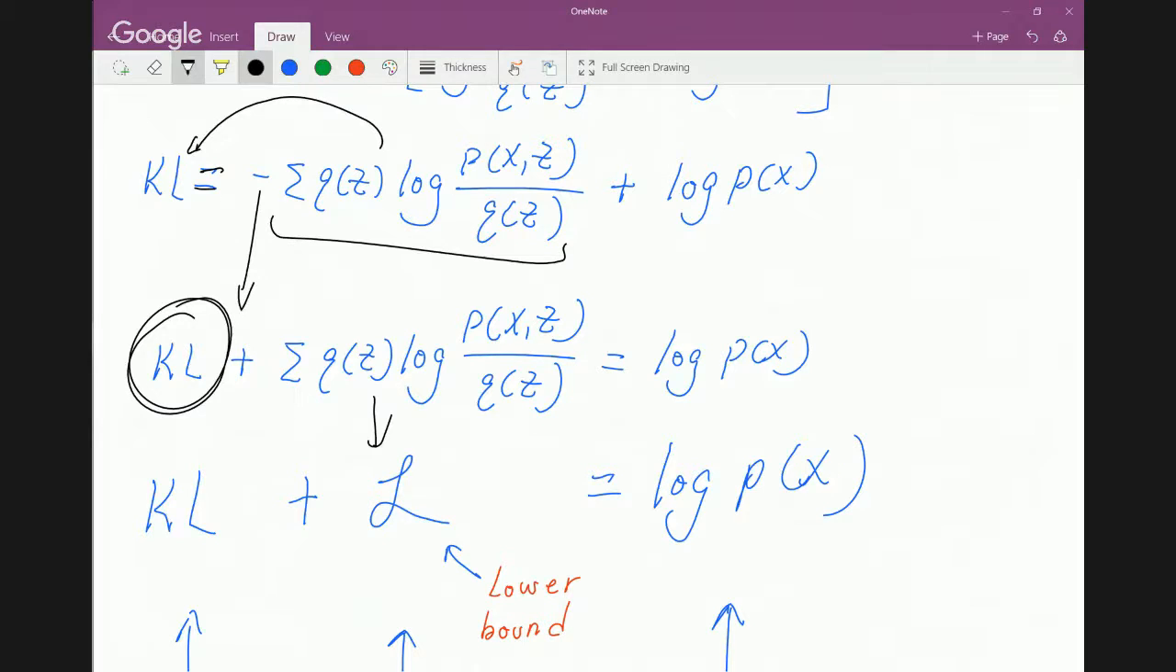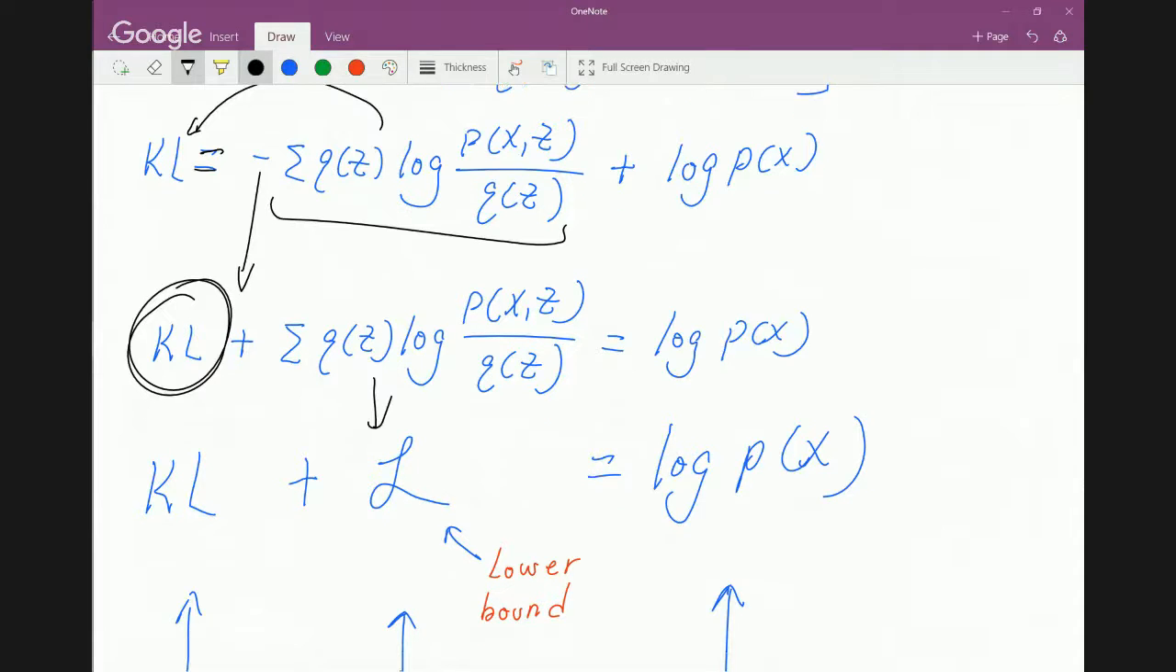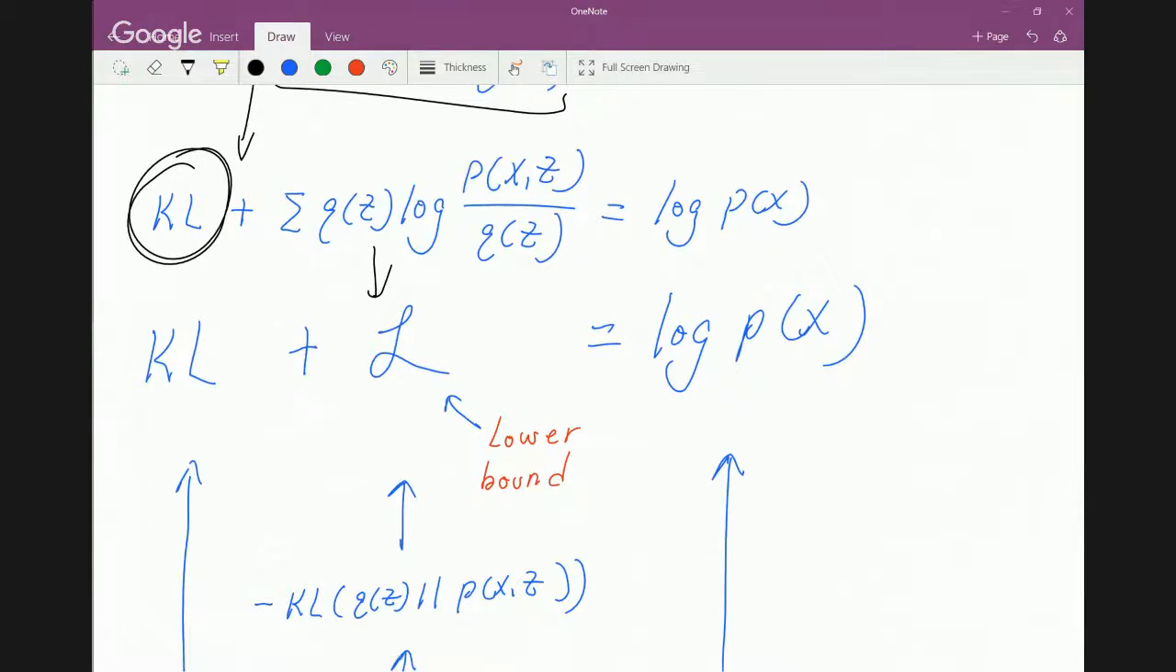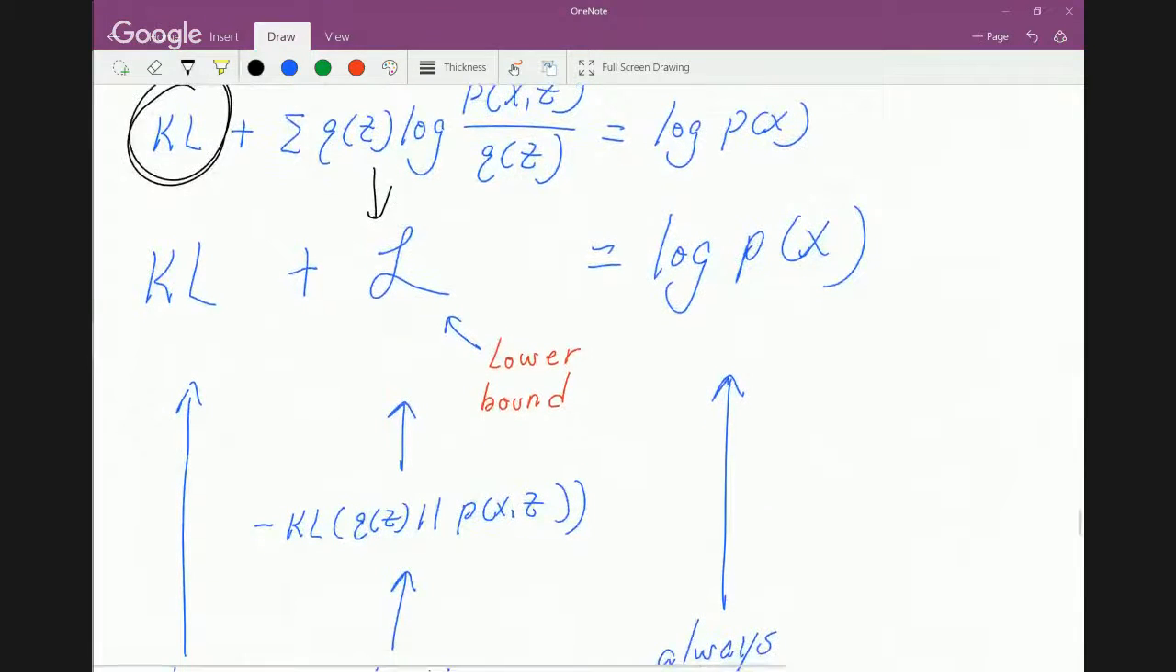Now, this relationship is complicated. If you just look at it, you don't really know what it's doing. It's just a bunch of mathematical shifting. You shift this here, you shift this there. But what did we just do? Well, let's look at some characteristics of this.